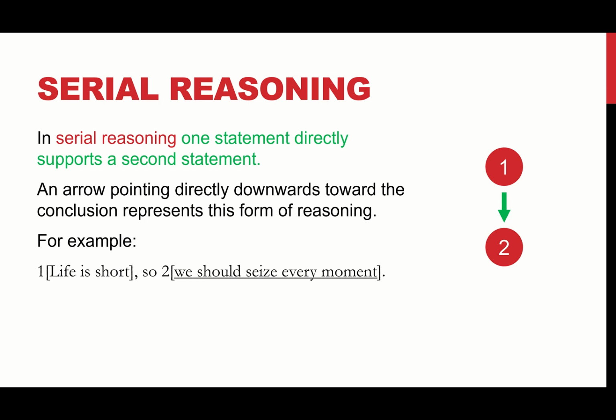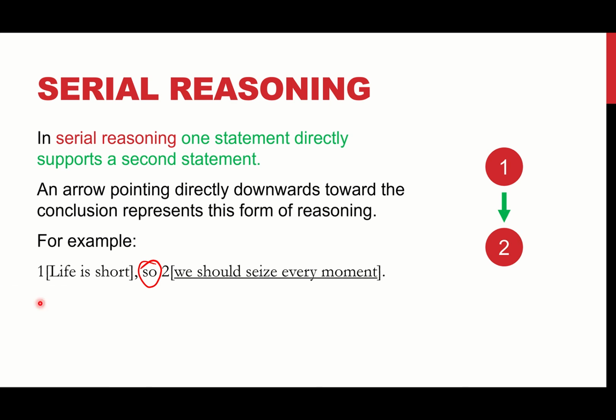But yeah, so the first type of reasoning is what we call serial reasoning. In serial reasoning, one statement directly supports another. Life is short, so we should seize every moment. Clearly 2 is the conclusion here, and the way that we map it is 1 with an arrow down to 2.